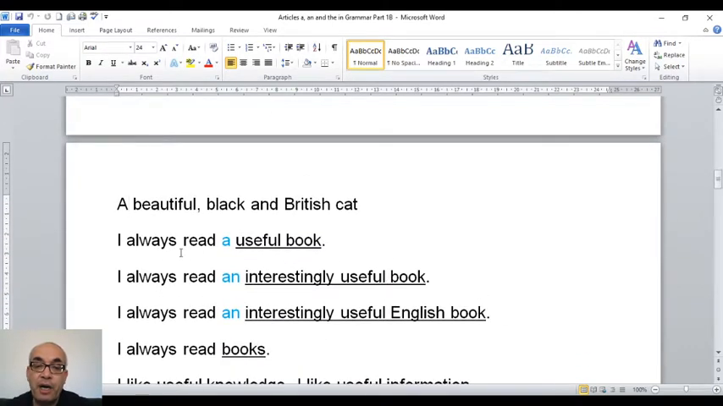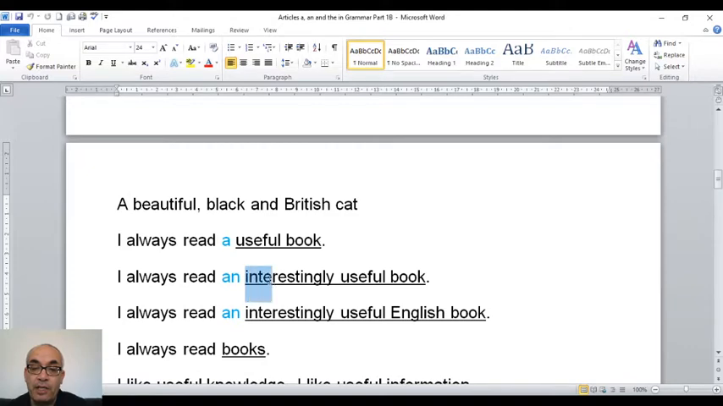Again, if you look here, I always read a useful book. So a is for book. Why? Useful is the adjective. Book is a noun, useful is before noun. This means useful is an adjective before book. Anything before a noun is an adjective. So useful is an adjective for book. Book is the noun. I use a. So in English I say I always read a book. I always read a useful book.